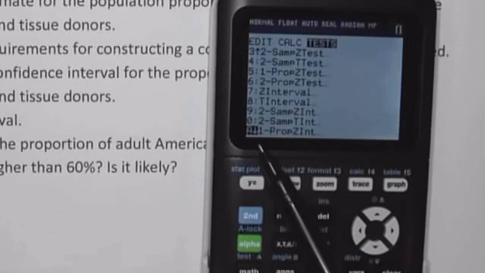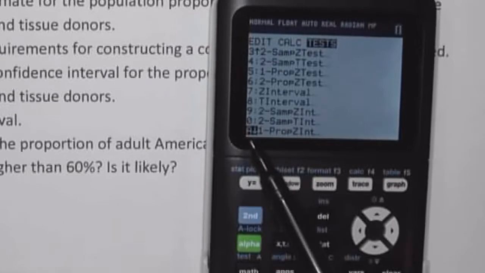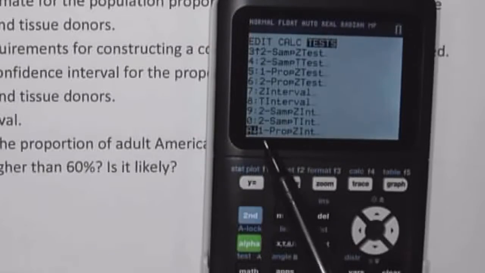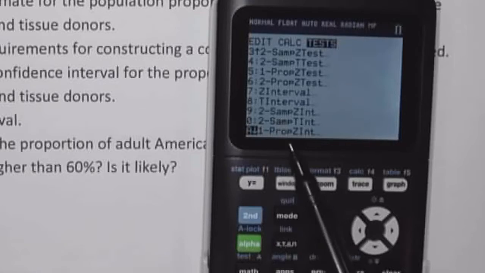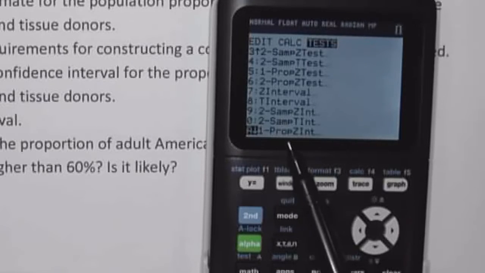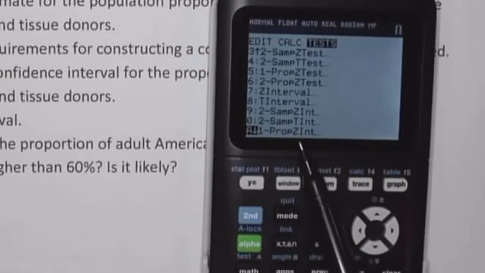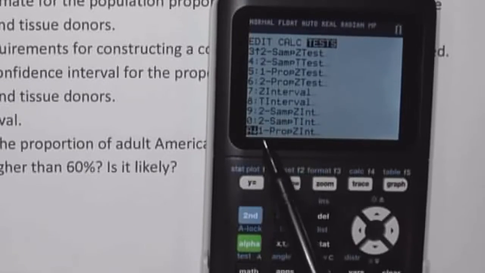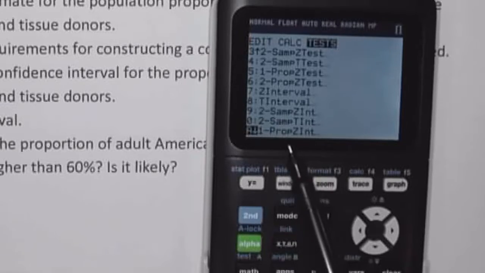1propzint. So on my calculator, that's option A. It can vary depending on the age and model of your calculator. So this is a 1propzint. So let me explain the meaning of that. 1 means we're dealing with one sample. Prop means we're dealing with proportions. Z means we're dealing with the normal distribution. Int means it's a confidence interval. So a 1 proportion Z interval is what this is talking about.